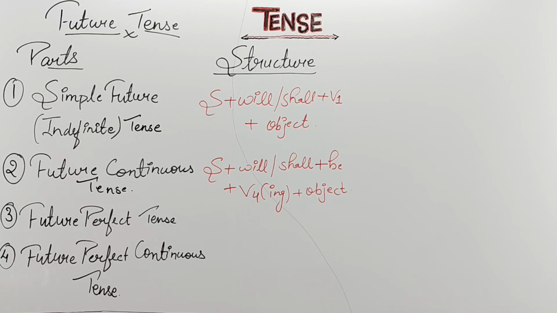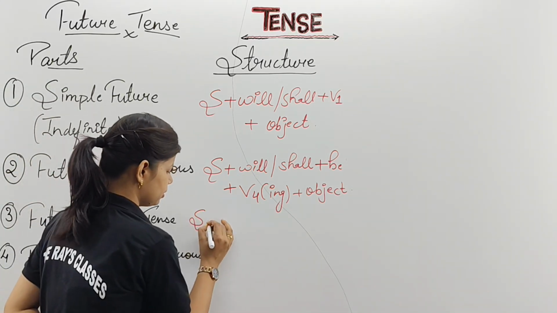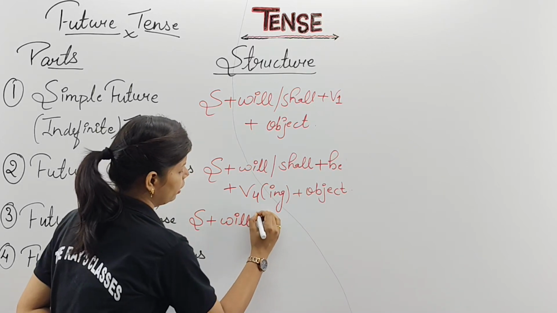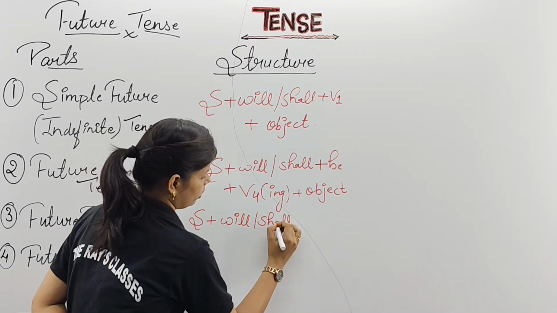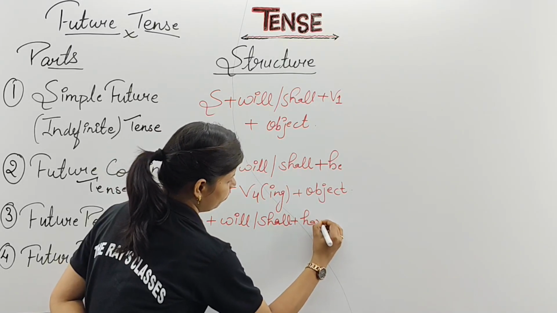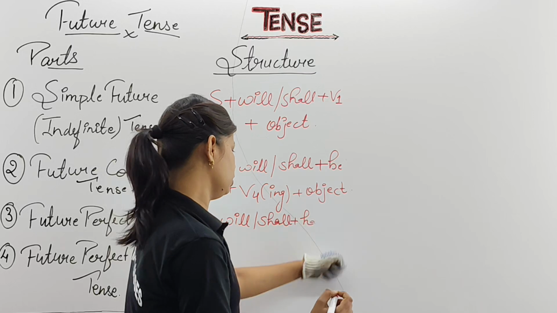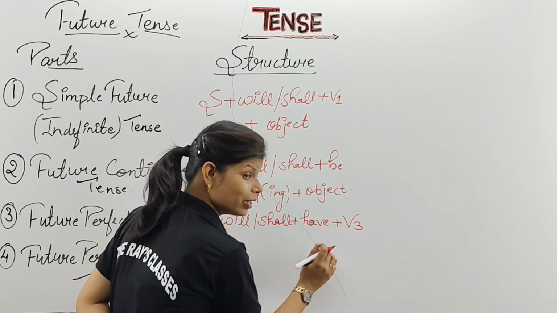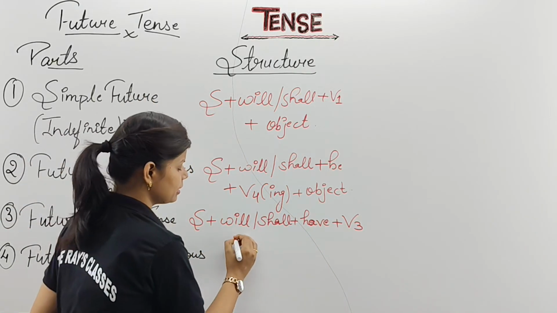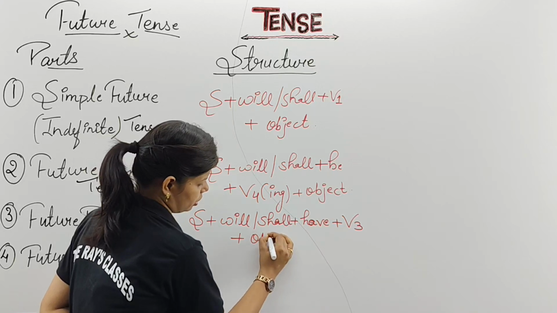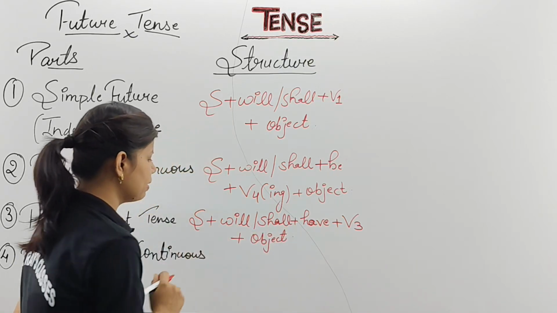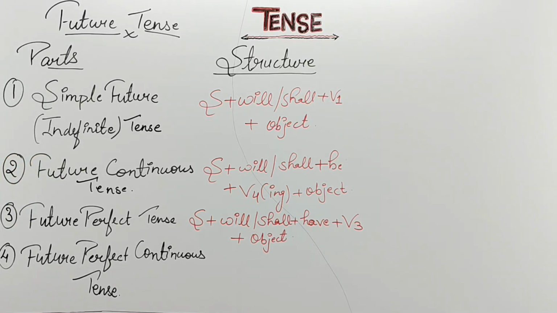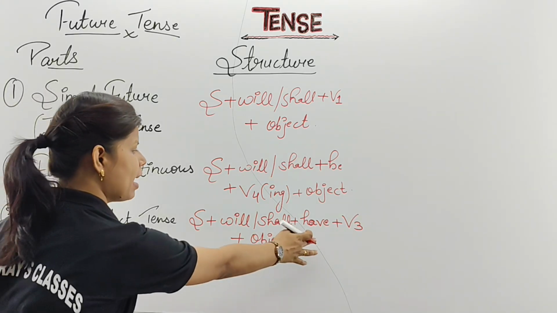Clear? Here in the third one you have subject plus will or shall plus have, will have or shall have, like that you will use. Clear? Plus which form of the verb do you use in the third one? In the third you use the third form, plus object. Clear, no? Subject plus will or shall plus have plus the verb's third form plus object. Clear?